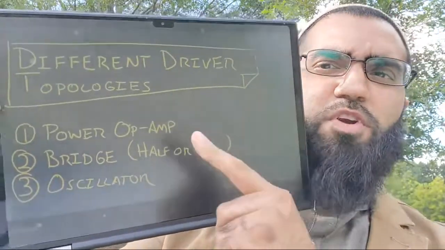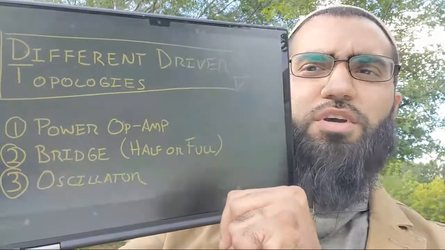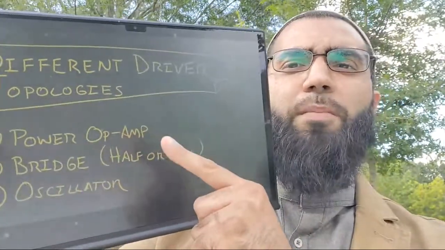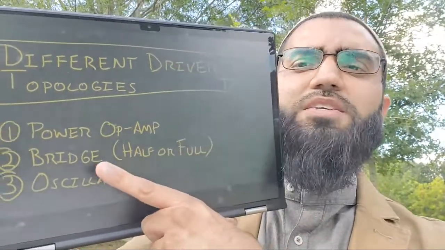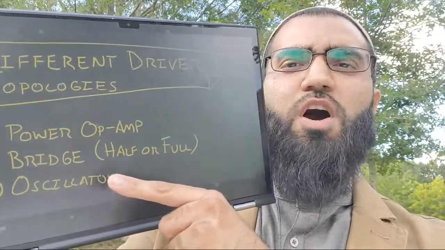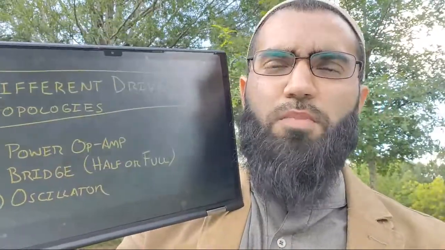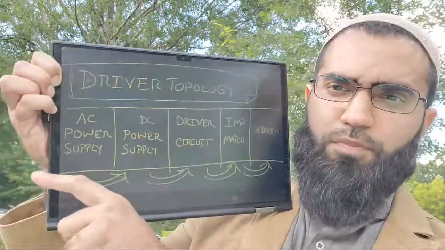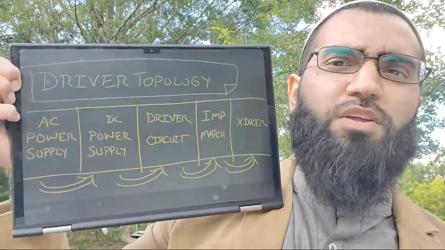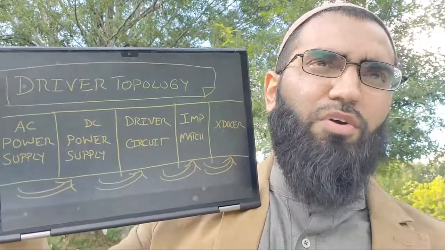So there are a couple of different topologies, and I'm just going to broadly group them into three categories. The first is the power op amp. The next is the bridge topology, and the final one that I'm going to describe is the oscillator. Now these two I'll describe in coming videos, but the power op amp is what I'm going to be focusing on for this one.